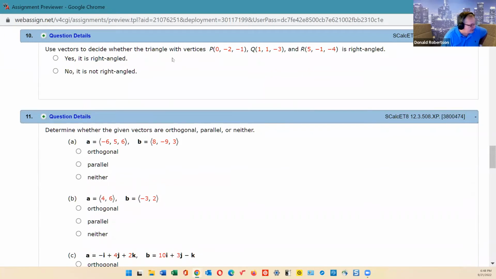Here's another question. Again, it's going to use finding angles. Here we have 3 points on a triangle, and it's saying, is this triangle right angled? And you're going to use vectors to make up your mind, right? You're going to do vectors. So let me leave that guy and show you not the answer, but how you would get the answer, right?